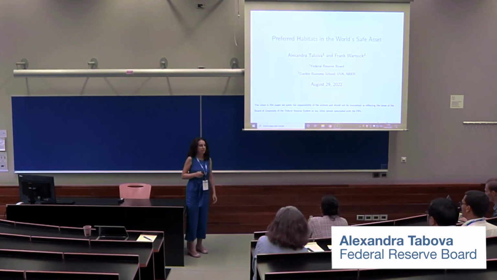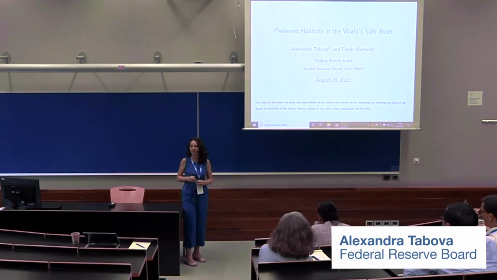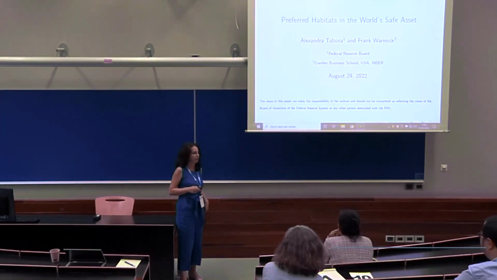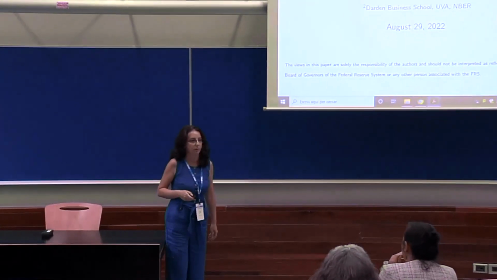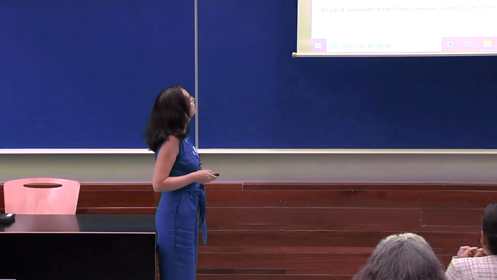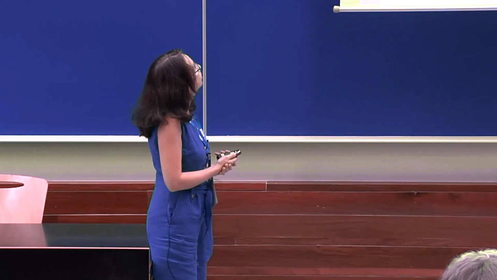So the title is different from what's on the program. We're currently preparing a new draft. Our results, everything is the same, but we're making it a little broader based on the results we're getting. So this is joint work with Frank Warnock. It's on preferred habitats in the world safe asset, meaning the US Treasury bond.